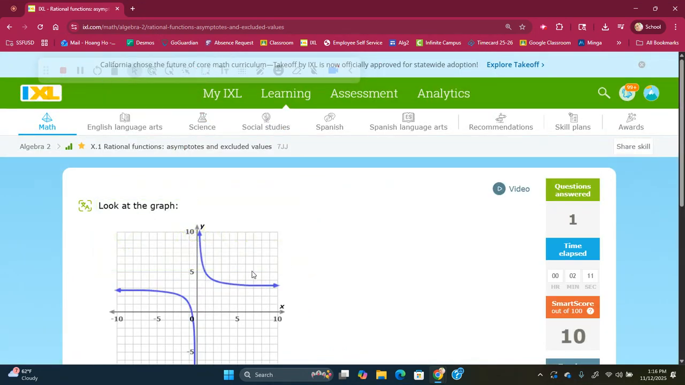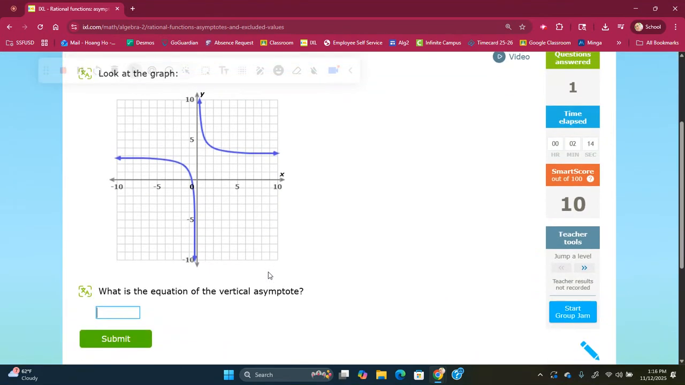All right. The next one, they ask you for the vertical asymptote. In this case, it happens to be the y-axis. But for the y-axis, we have the function for it. It's passing through the 0 right here. So the vertical asymptote in this case starts with x. x equals 0.